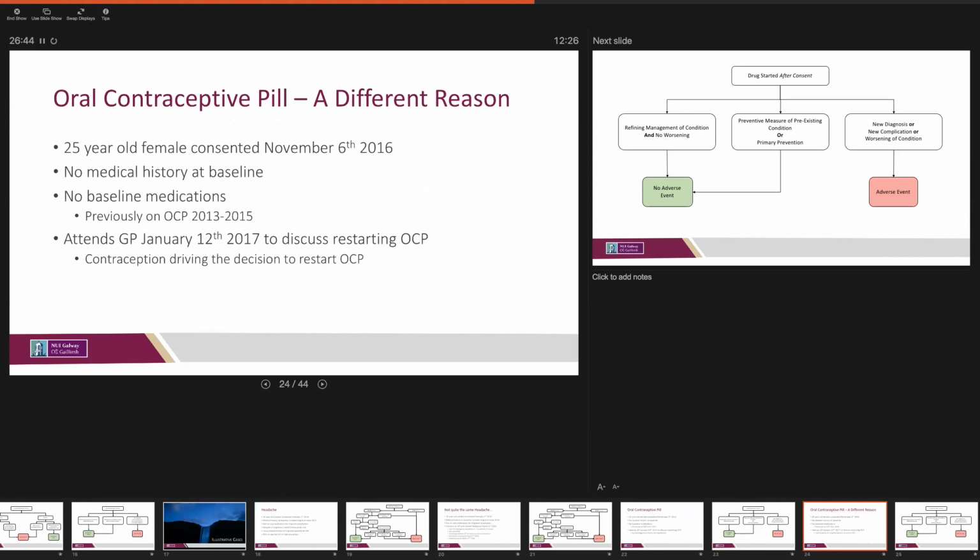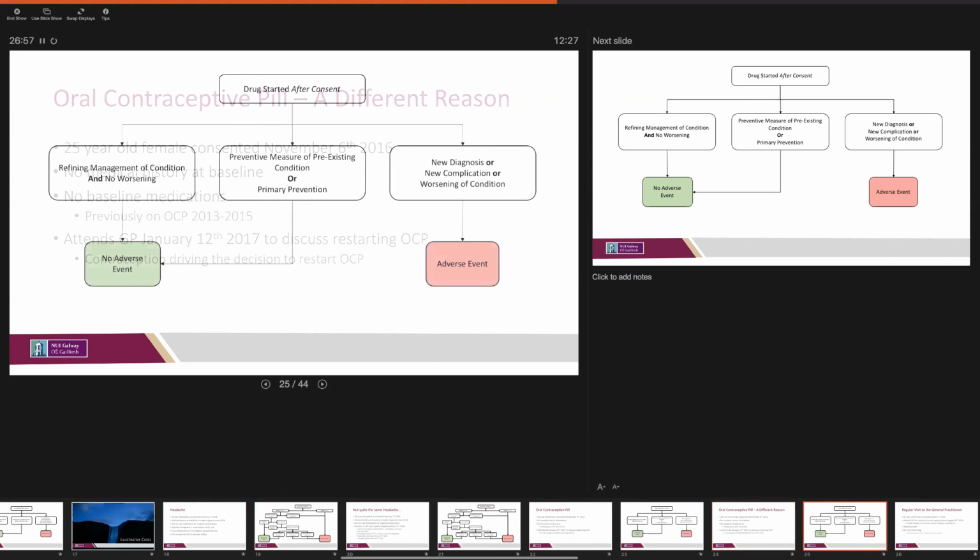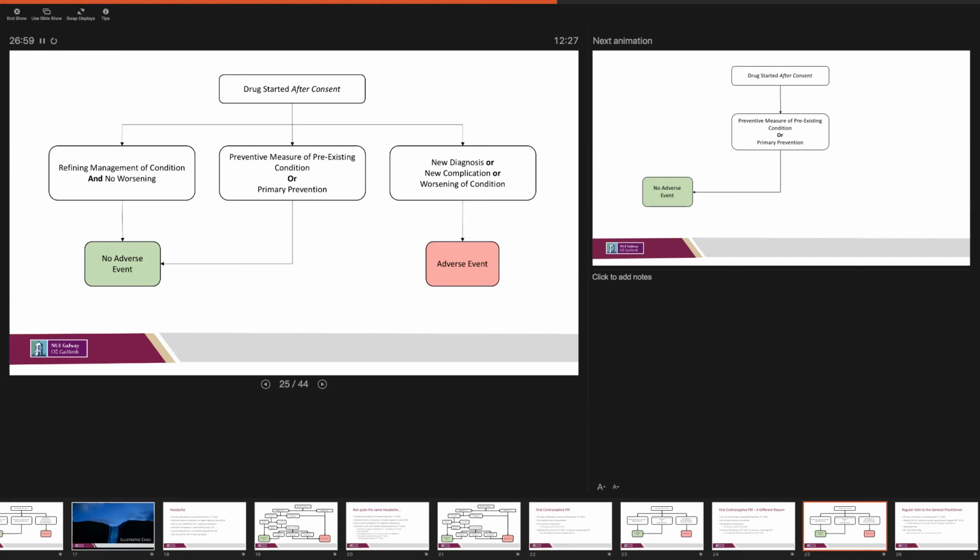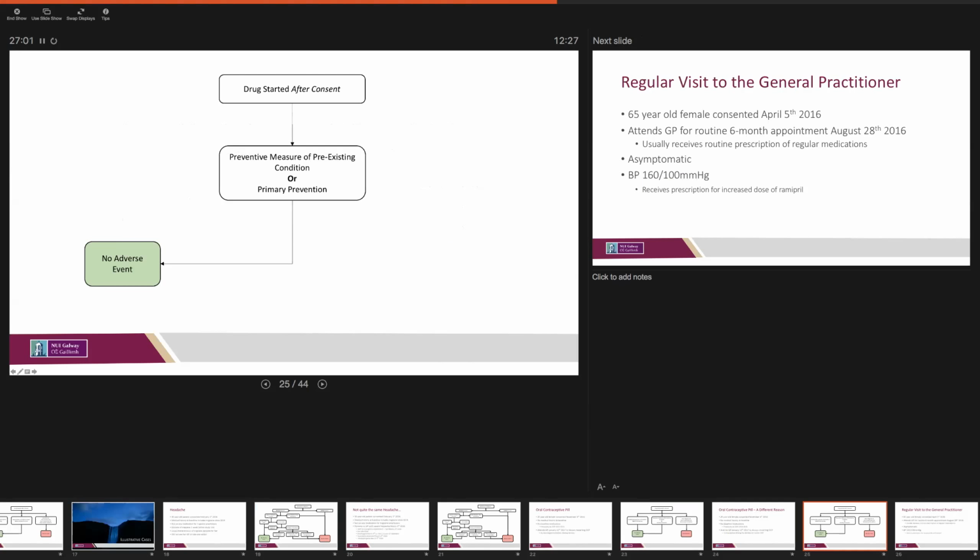That is different to the same woman who presents to her GP with exactly the same scenario, except what she's doing is starting the oral contraceptive pill for contraceptive purposes only. She has no symptoms, no problems, no complications. When you move through the same algorithm, what happens here is you remove the rest of it, and this is a preventive measure, okay? It's a primary preventive measure. There's no adverse event.